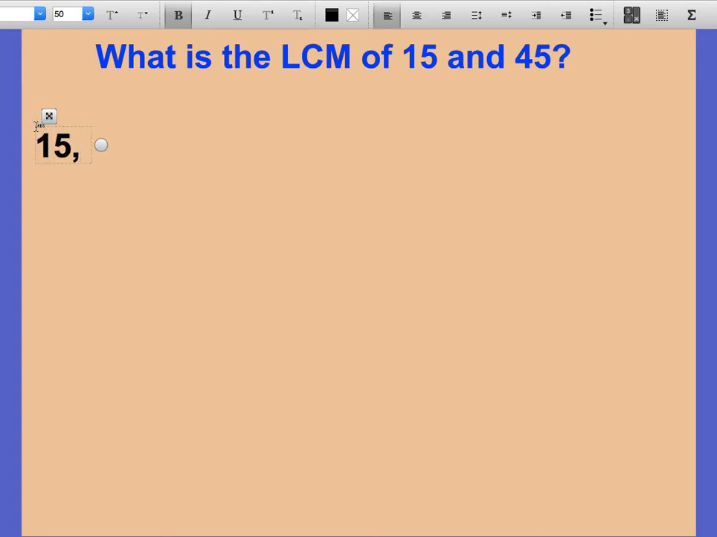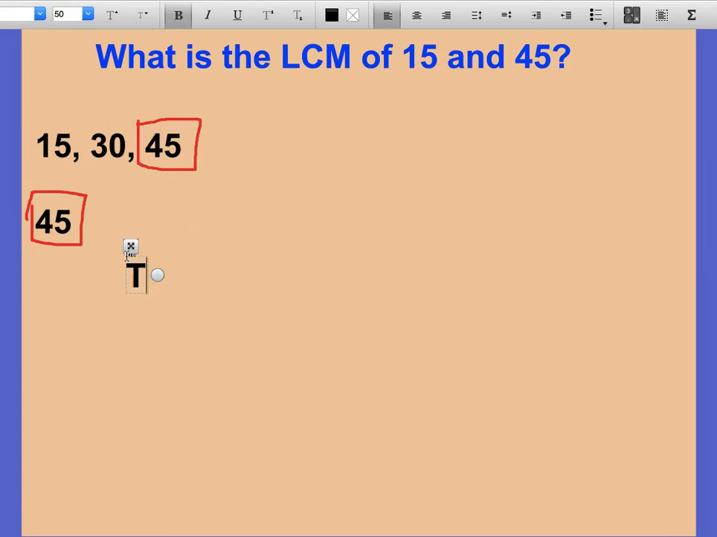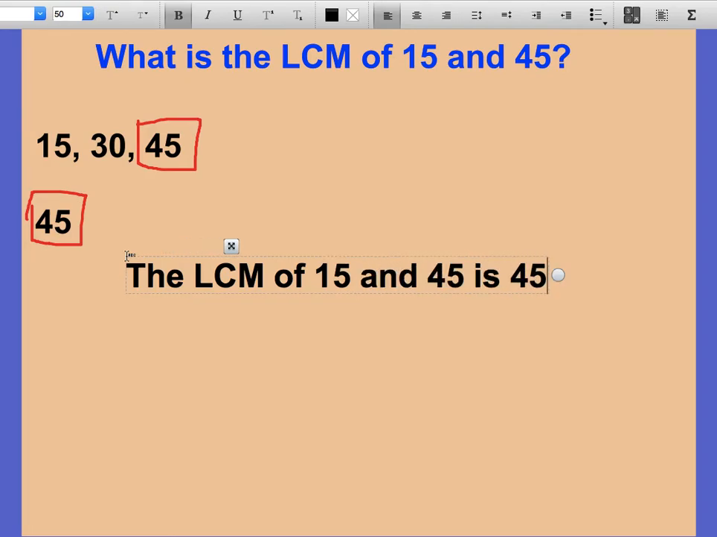So 15, 30, 45. I noticed here when I started making multiples, 15, 30, 45, that actually the last number was the first number of that. So when I start listing multiples for 45, I notice that I have that number right away. That happens sometimes. Sometimes the LCM is one of those numbers. So this one was pretty quick. The LCM of 15 and 45 is 45. Remember, when we're listing multiples, it's 15 times 1, 15 times 2, 15 times 3, but we actually write the whole number down.